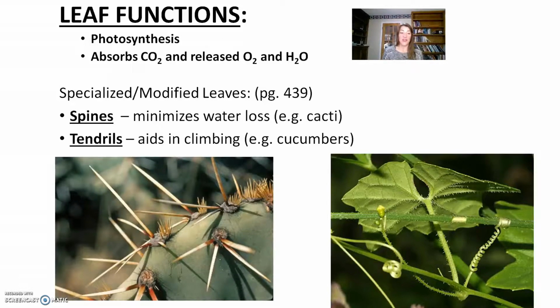Modified leaves can also be called tendrils, and these aid in climbing, because the higher the plant is, the closer it is to the sun, and the more food it's going to be able to make through photosynthesis. Over here is a cucumber, and it has these little tendrils, and I'm sure many of you have seen these. Even lots of weeds do this with tendrils on the fences, like at your school. You can see that they're trying to get taller and closer to the sun to get more nutrients.